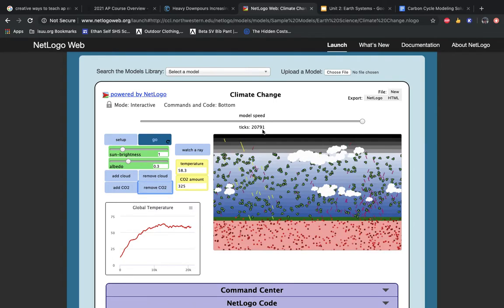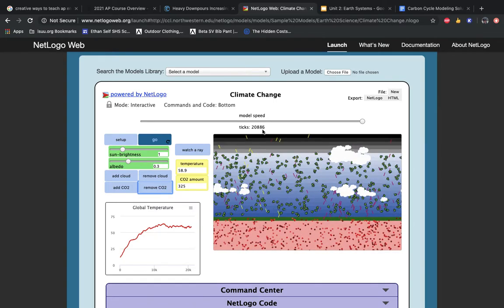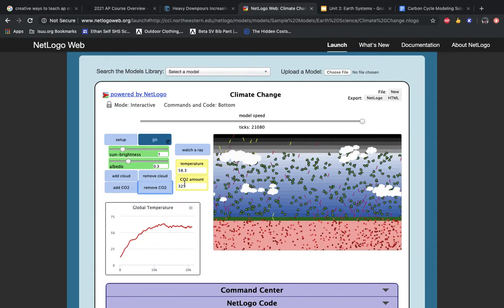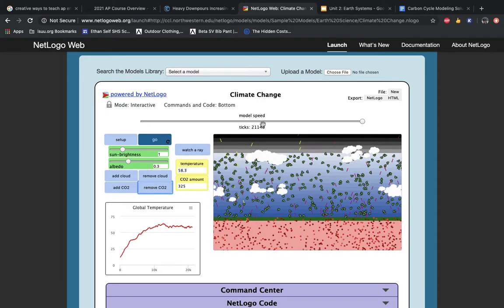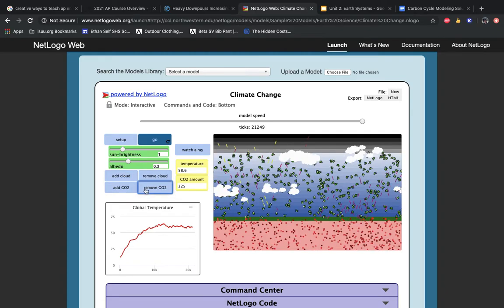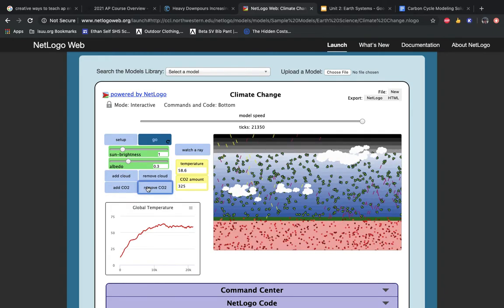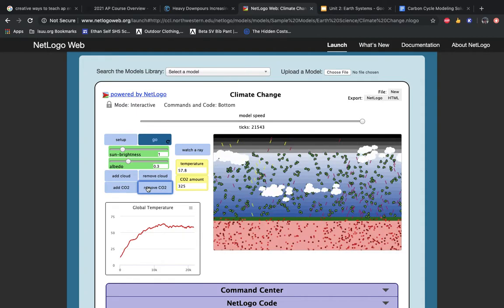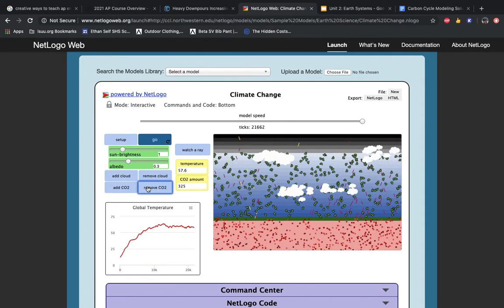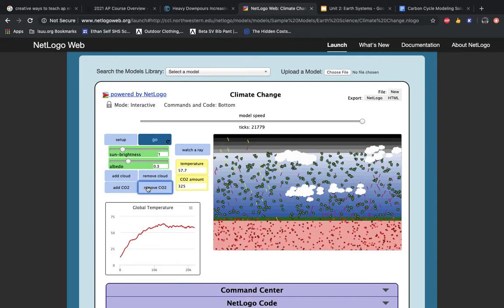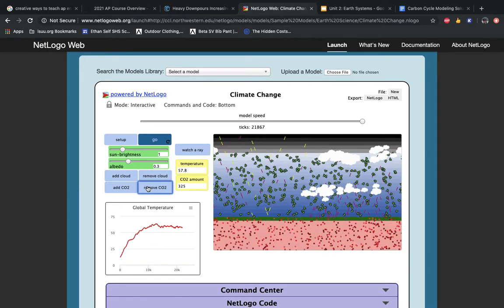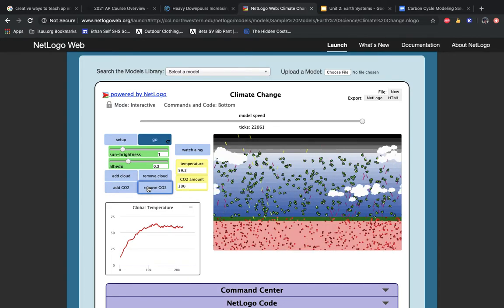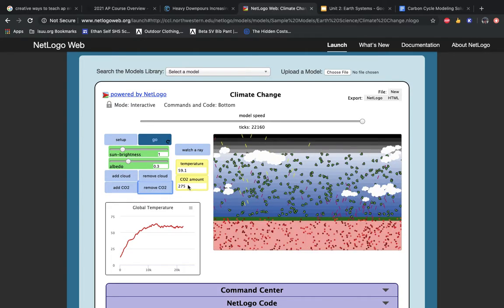Maybe at this point within human activity, maybe we ban beef entirely. So we're really trying to bring our CO2 levels down. Maybe everyone can only drive cars, not trucks. We're really trying to be thoughtful of our use of CO2 emissions. And at 22,000, which is about to be here, I'm going to remove even more CO2. So we're now down to 275.